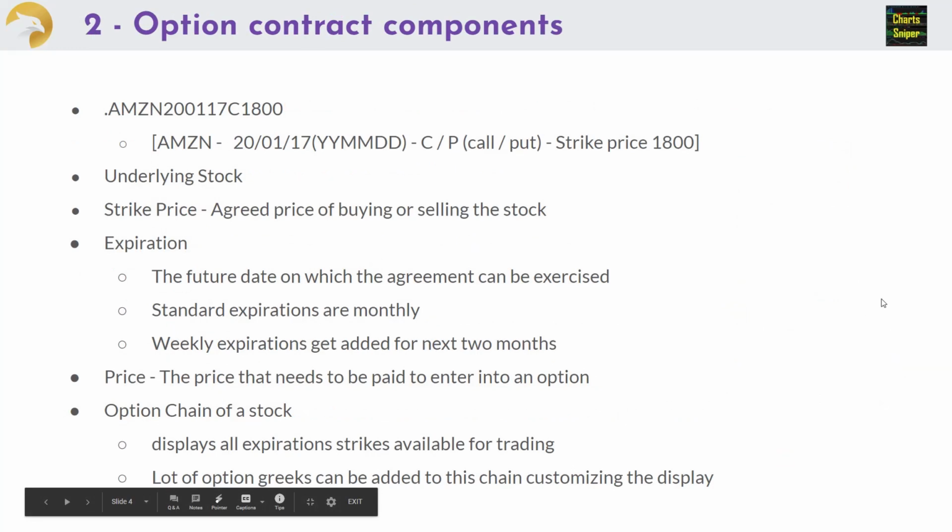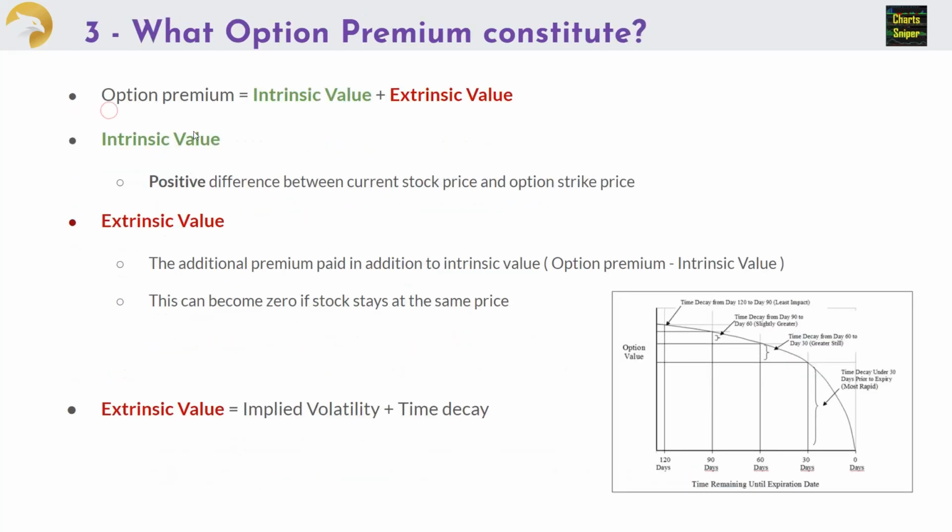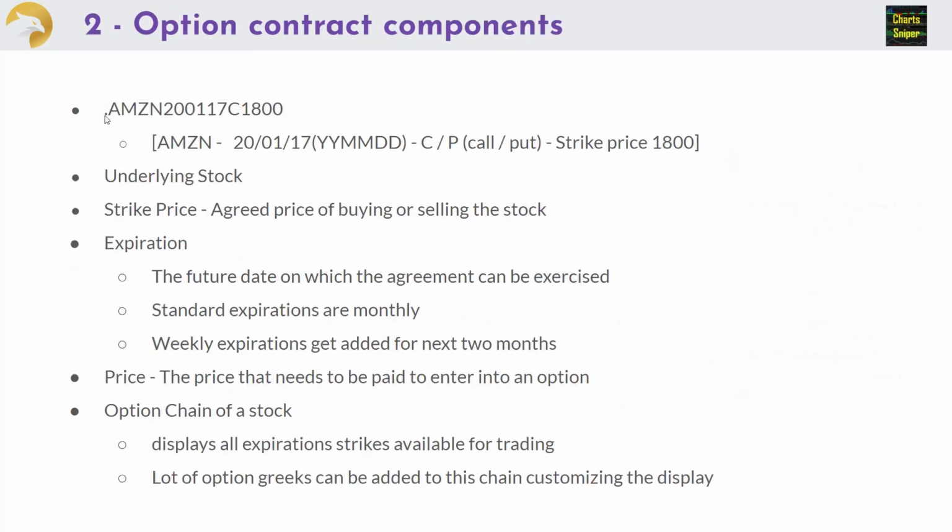Now looking at what an option contract constitutes, what are the various components of the option contract? The underlying code for an option contract, or the agreement, if you want to call it that way, is as shown here. The first one is a dot, which distinguishes that it's not a stock, it's an option, and then the stock itself, the expiration date in YYMMDD format, whether it's a call or a put, and the strike price.